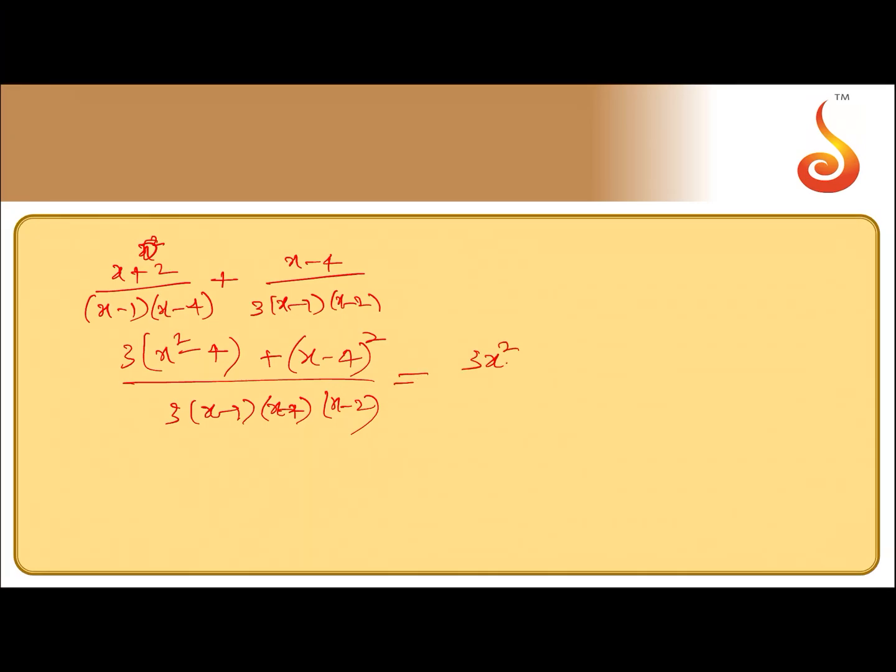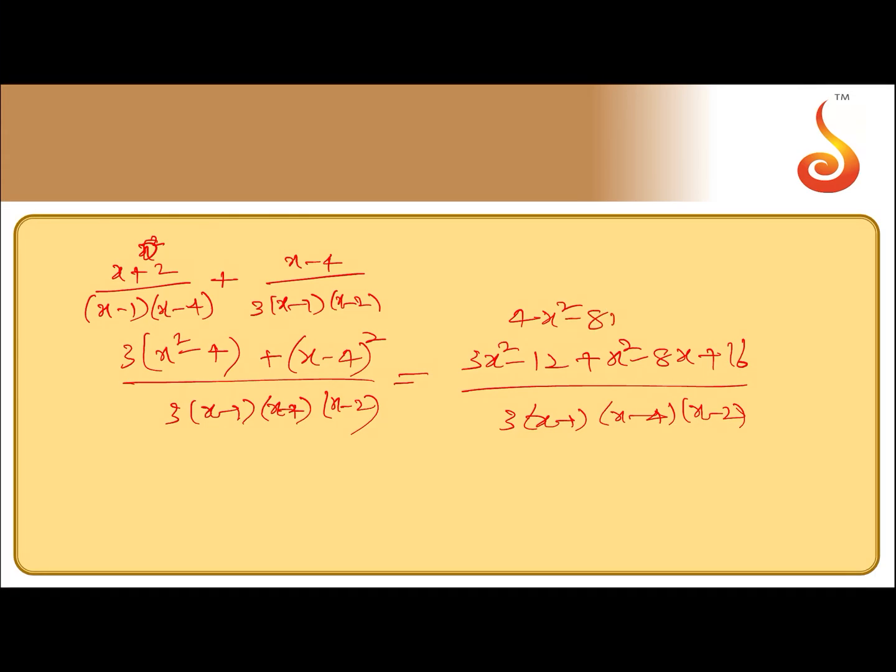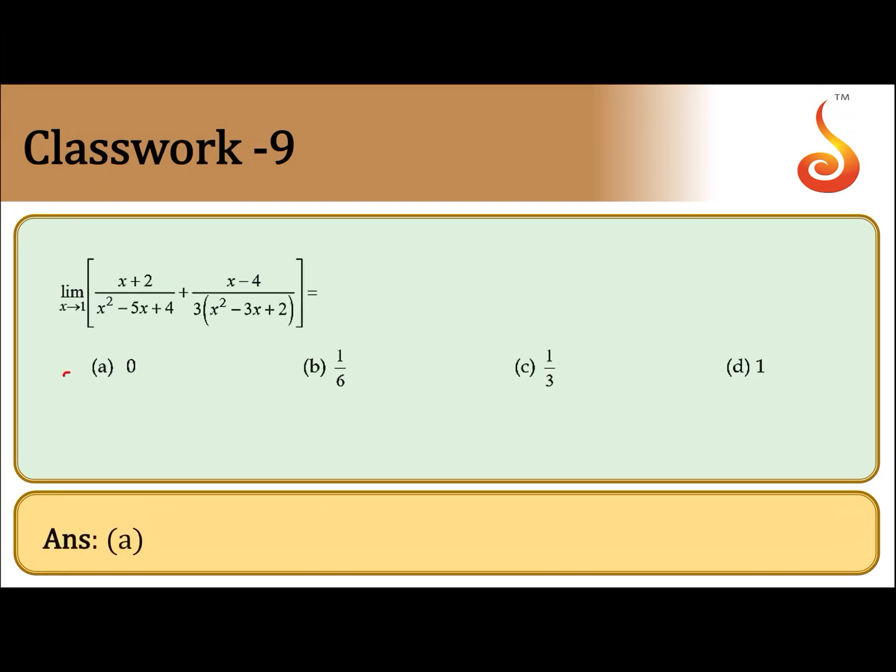That is equal to (3x² − 12 + x² − 8x + 16) divided by 3(x − 1)(x − 4)(x − 2). 3x² plus x² simplifies to 4x² − 8x + 4, which is nothing but 4(x − 1) whole squared. One (x − 1) gets cancelled, and by substituting x equals 1, the denominator is not 0 and the numerator is 0, so 0 by something is equal to 0. So the answer for this problem is 0.